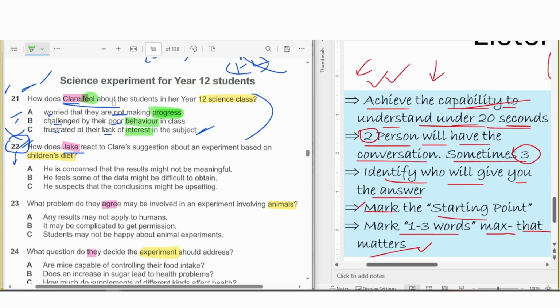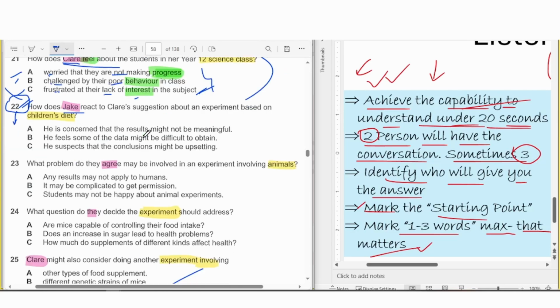Question 21: how does Clary feel about the students in her science class? When you listen for this question and answer it, you are looking for: is it about the progress, the behavior, or the interest in that subject? Done. Let's do it for 22.